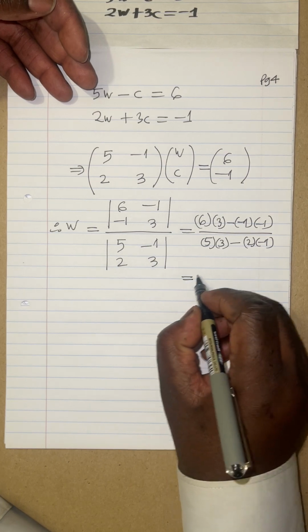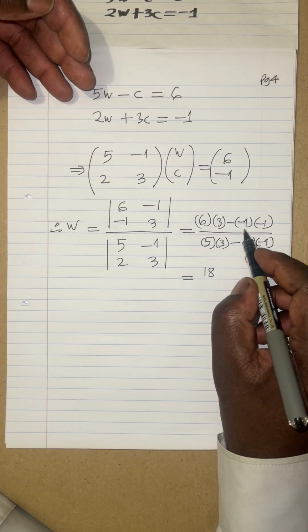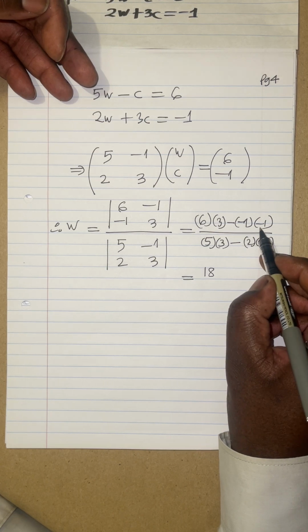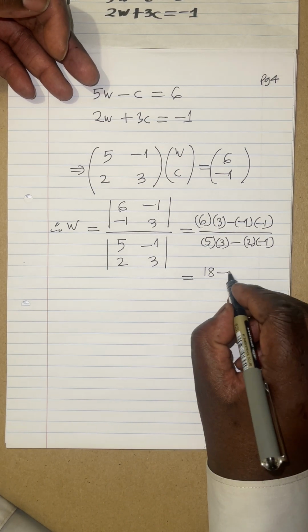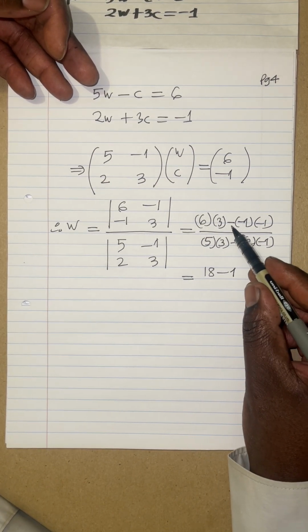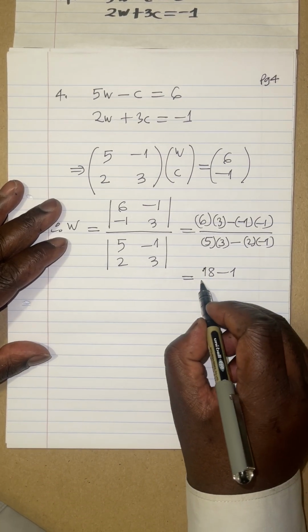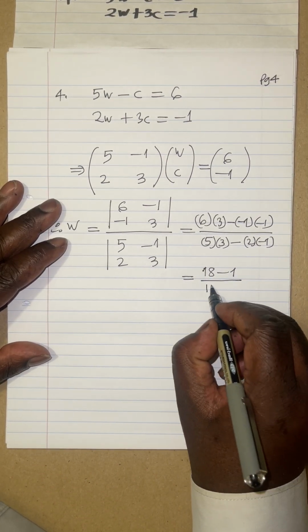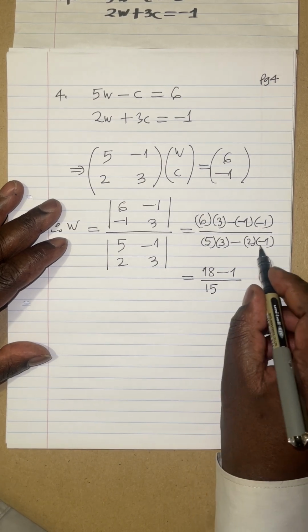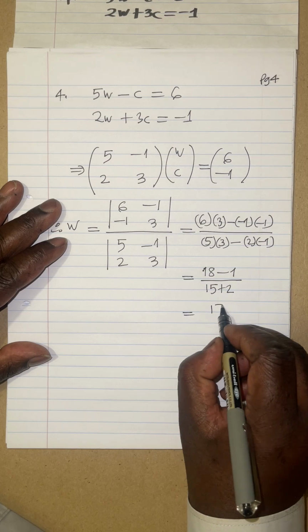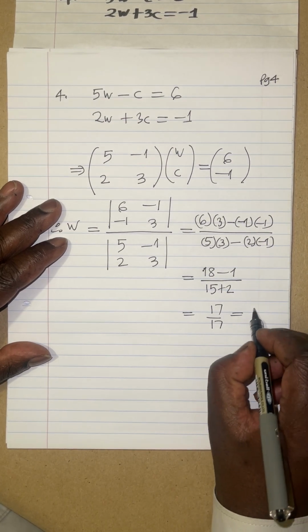So what do we have in the numerator? This is 18. Remember there now we have minus 1, minus 1. So minus 1 times minus 1 is 1. So this is just minus 1, because there are 3 minuses, 1, 2, 3. The resulting sign is a minus sign. All over there is 15. And then here we have plus 2. If you check, this is exactly equal to 17 over 17, and the answer is 1.